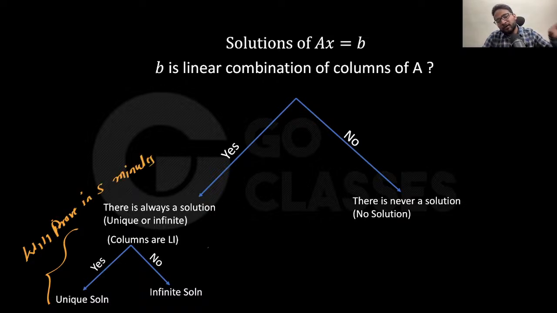Don't worry about the reasoning. Okay, reasoning I will make it clear. Let's first understand it. Is this flowchart clear to everyone? Yes, the first part is clear. Okay, if B is a linear combination of columns of A, then great, I have the solution.